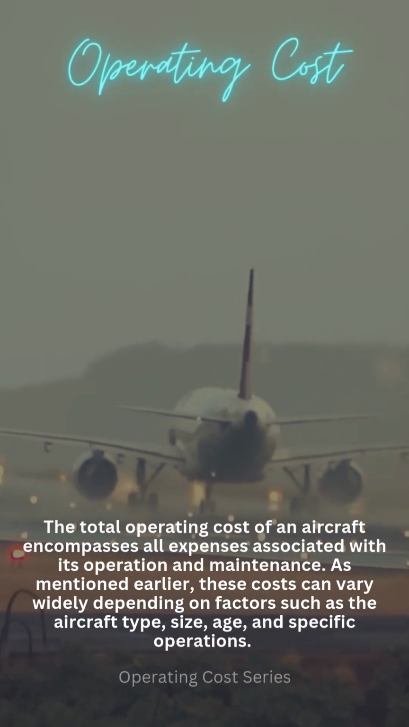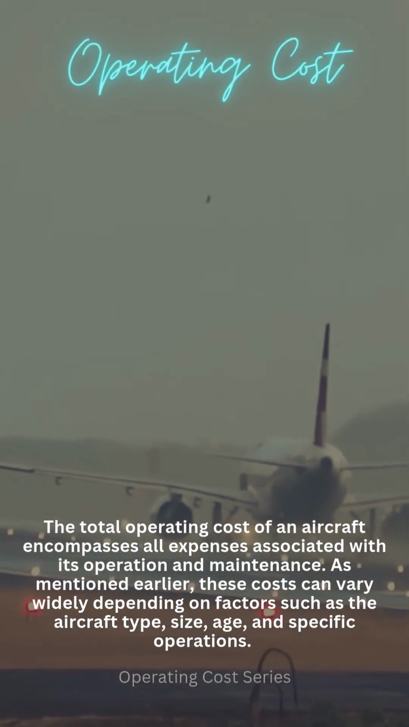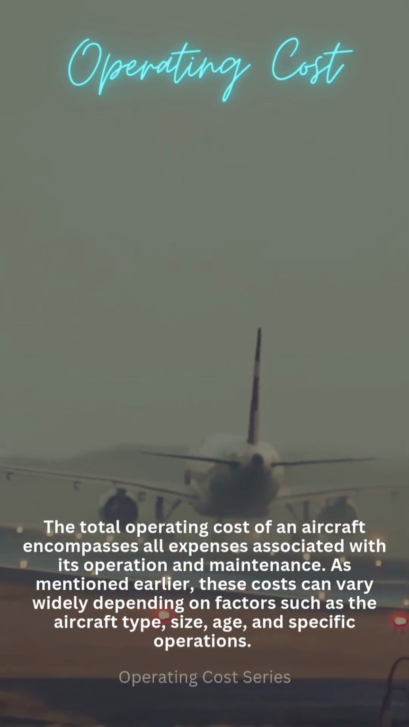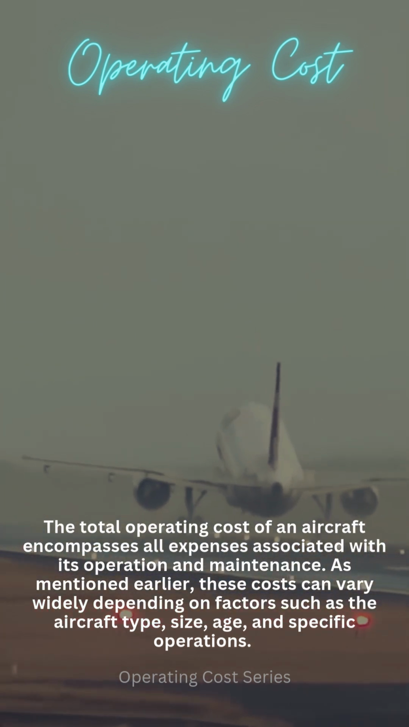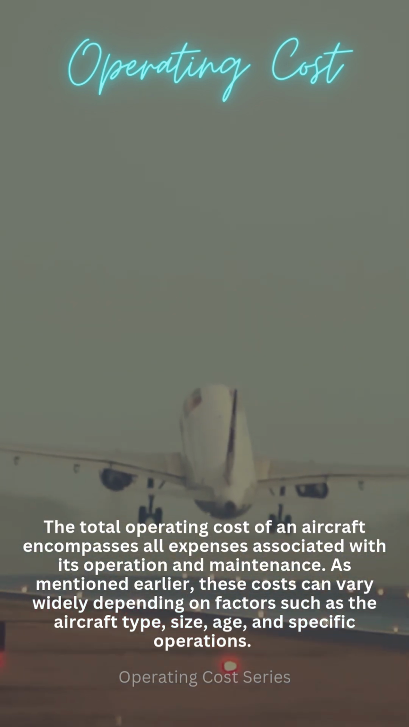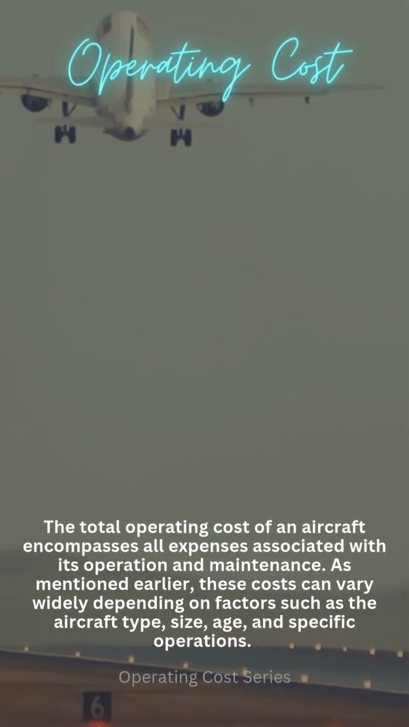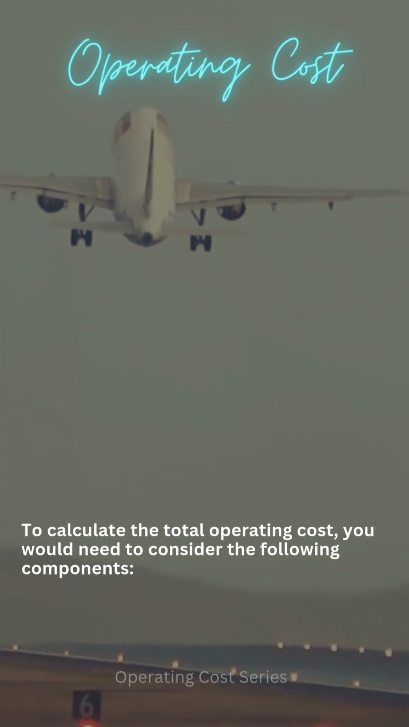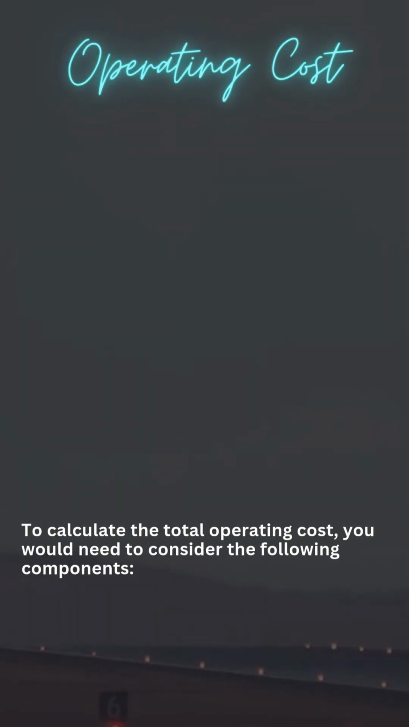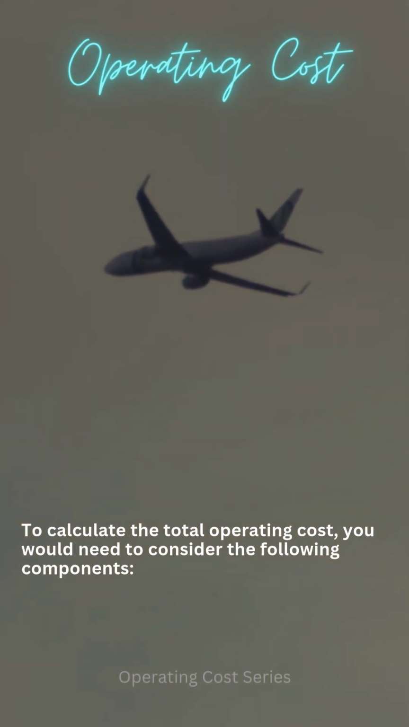The total operating cost of an aircraft encompasses all expenses associated with its operation and maintenance. As mentioned earlier, these costs can vary widely depending on factors such as the aircraft type, size, age, and specific operations. To calculate the total operating cost, you would need to consider the following components.